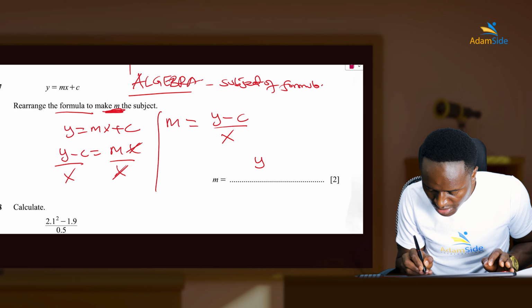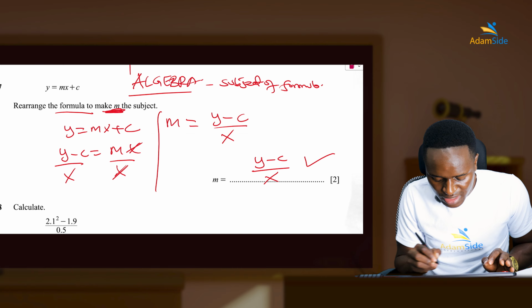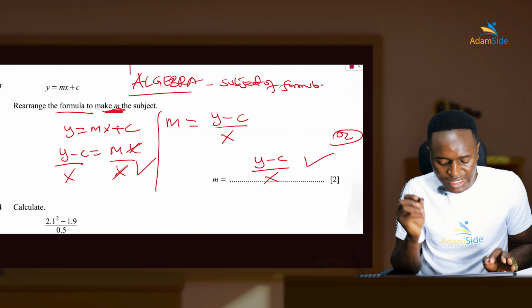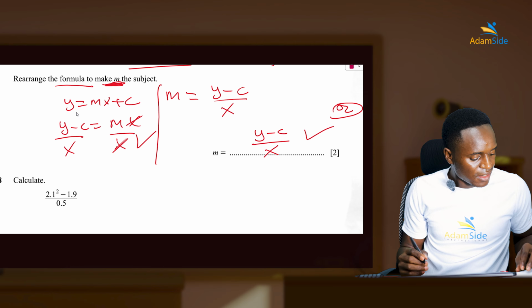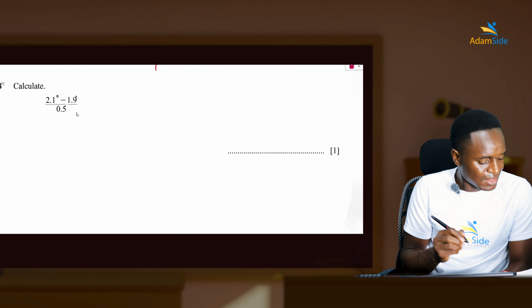So m is equal to (y minus c) over x. And you get your full 2 marks. As simple as it is. Question number 8. Calculate. Very simple.